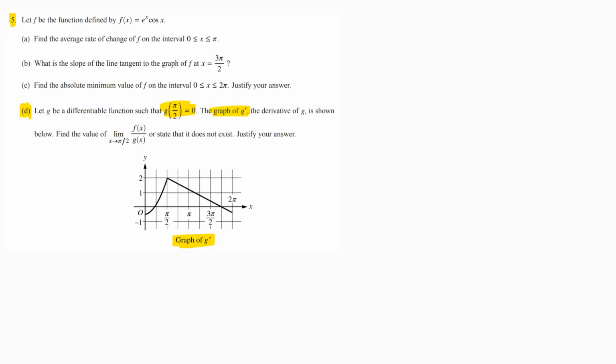And then what they actually want us to do is find the value of this limit right here. So whenever I'm doing a limit problem, I start off and say, okay, this is the limit as x approaches pi over 2 of f of x over g of x. And I always say try option 1 first, which is just to plug this value in and see what you get. So this would be equal to f of pi over 2 over g of pi over 2. They told us that g of pi over 2 is 0, so we kind of know that we're running into something funky right now.